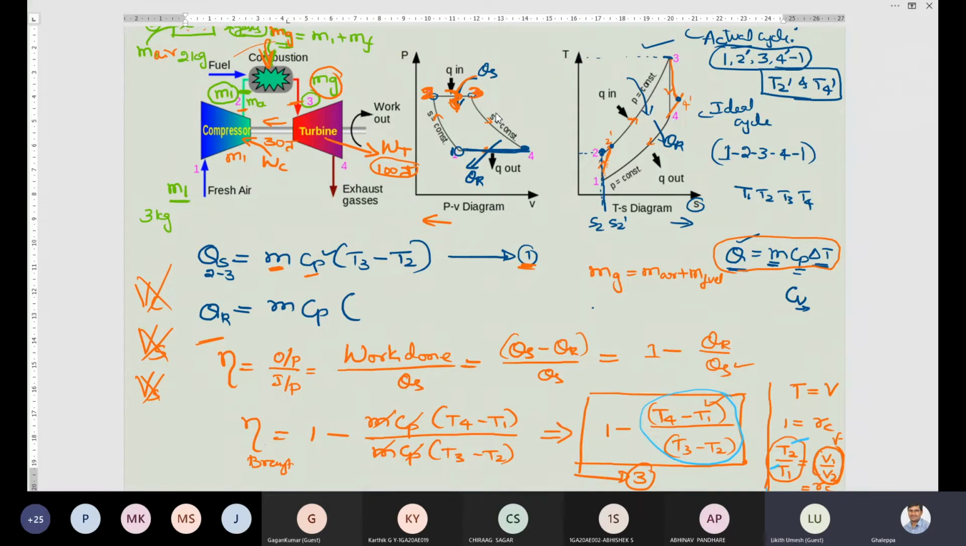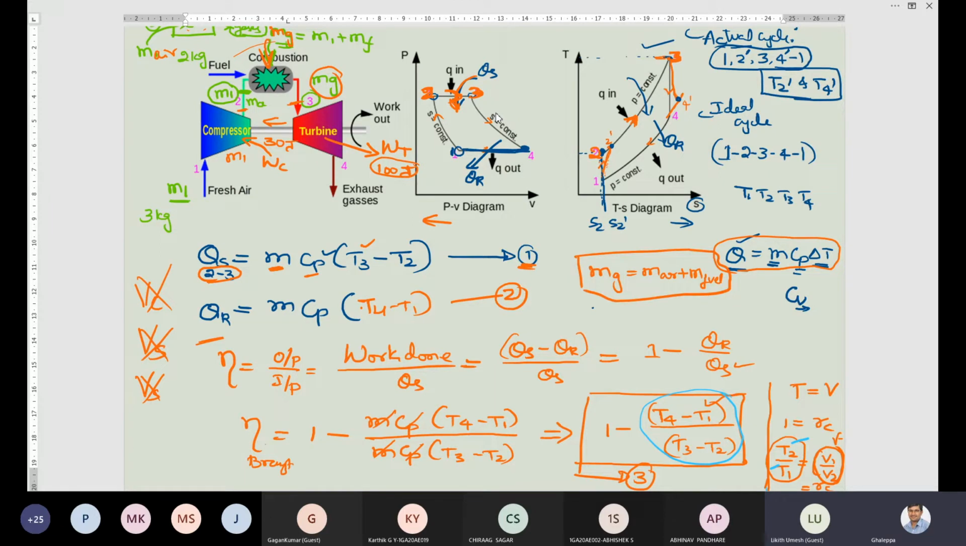Look at the PV diagram. Here is 2 and here is 3. Always you take the highest temperature first minus the lowest temperature during that process, not the entire cycle, only between that process. During 2 to 3 I am writing, so look at only 2 to 3. So T3 is more compared to T2, so T3 minus T2. Similarly, you write heat rejected m Cp (T4 minus T1). This is equation number 2. And keep in mind, this equation will be used for solving numericals.